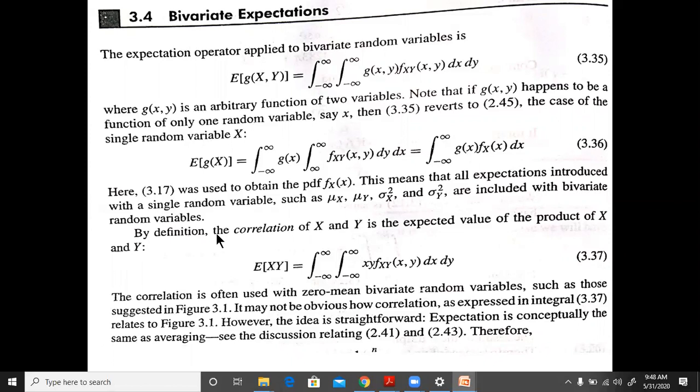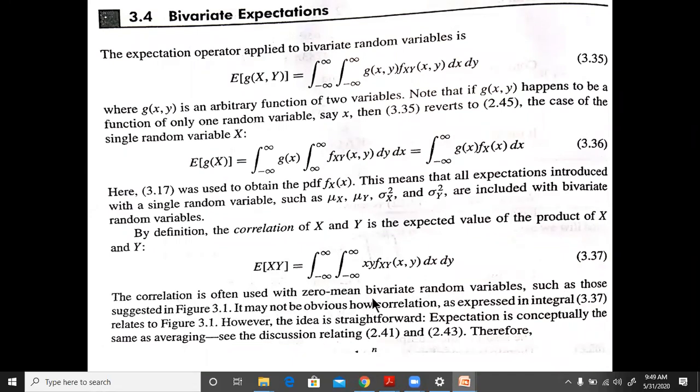So by definition, we can use what is known as the correlation of x and y, which is nothing but the expected value of the product of x and y. Whenever we use the term correlation, it just means E[xy]. That means g(x,y) will become equal to xy, the product of x and y. This is what we will have for the correlation. The correlation is often used with zero mean bivariate random variables.